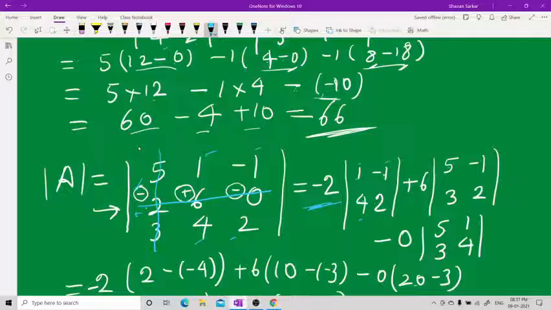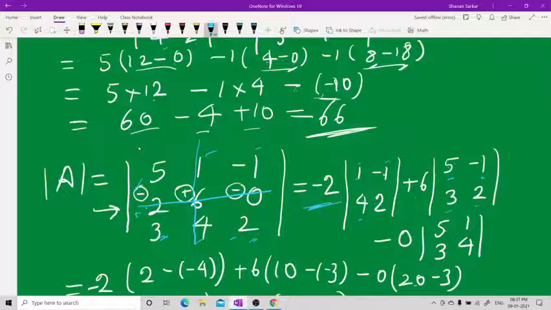Similarly, now you will cover the second column. Now the first column is over. Now you will cover the second column. Now you see it is plus 6. And what are the numbers left? 5, minus 1, 3, 2.